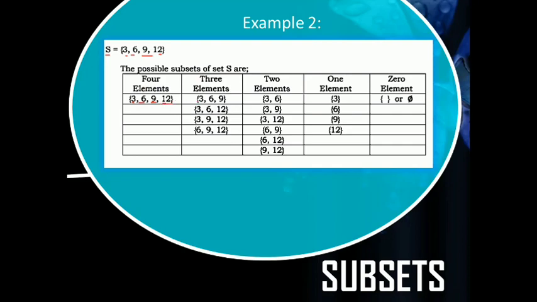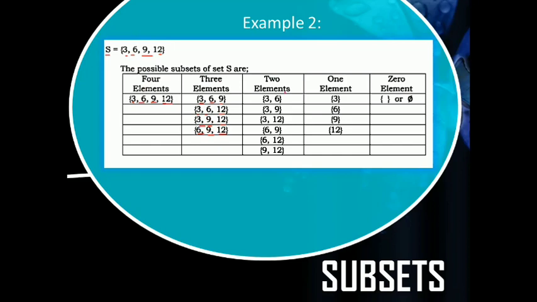And if there are 3 elements, we can choose among the 4 elements. So we can write either 3, 6, 9, 3, 6, 12, 3, 9, 12, or 6, 9, 12. So these are the possible subsets if there are 3 elements considered.